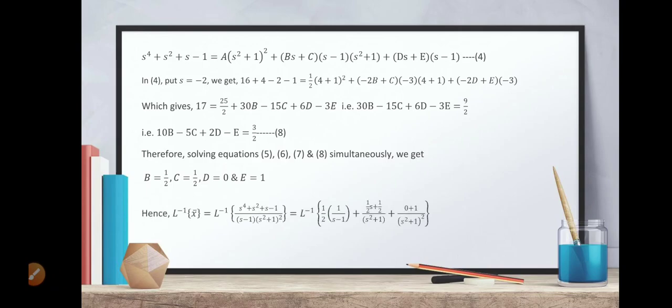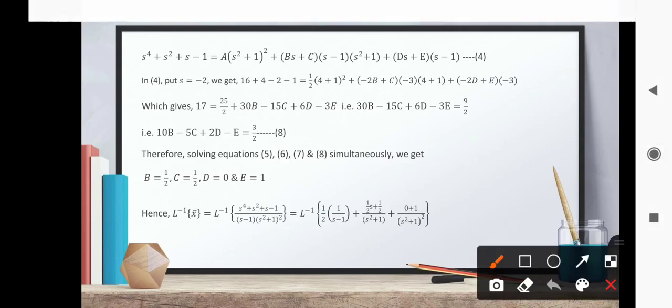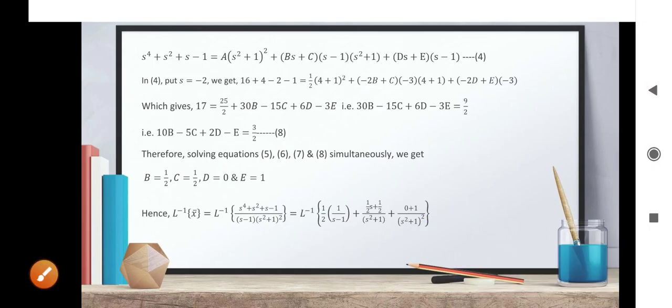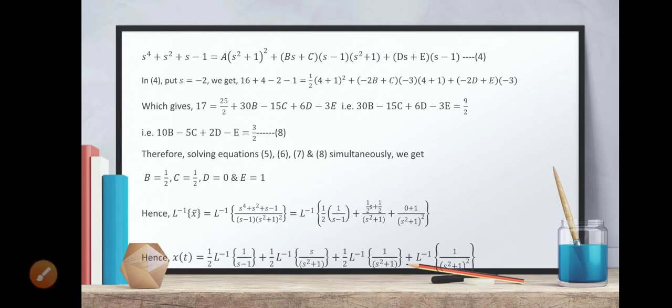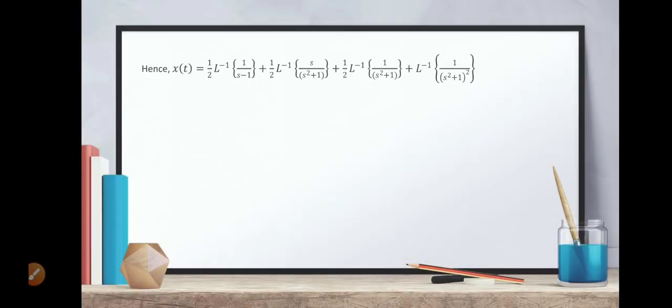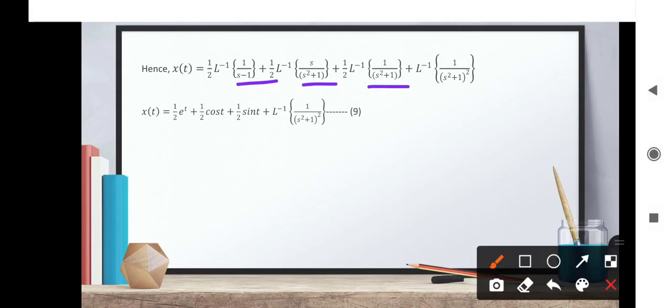So using the method of partial fractions, you can write L inverse of x bar equal to L inverse of 1 by 2 into bracket 1 upon s minus 1, plus s by 2 plus 1 by 2 upon s square plus 1, and 1 upon s square plus 1 bracket square. So using the linearity property of inverse LT and writing L inverse of x bar as x of t, we will get the results for the first, second and third term inverse LT results.